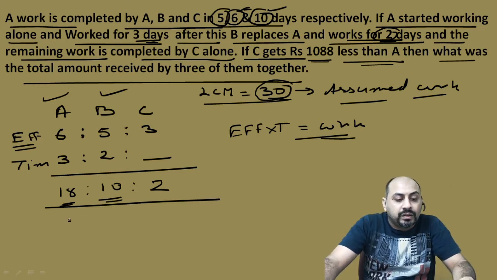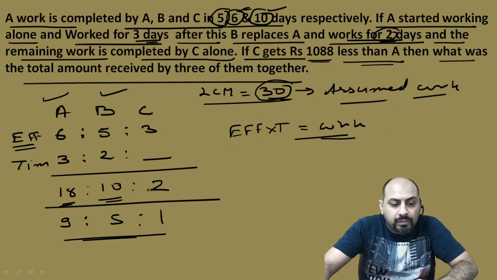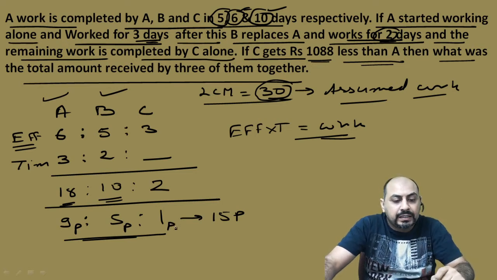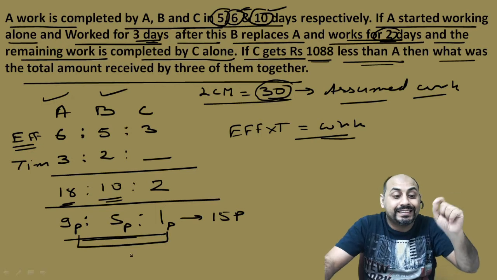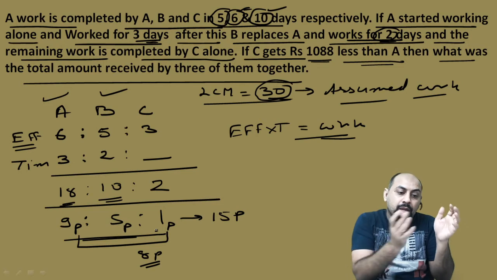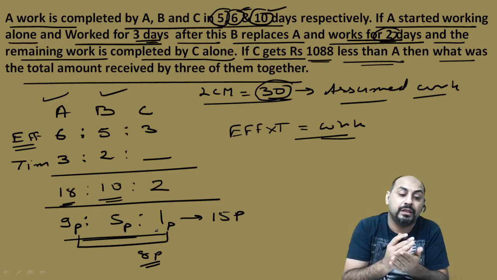So if we convert this into a ratio, this becomes 9 ratio 5 ratio 1. So the total money was divided into how many parts? 15 parts, of which A got 9 parts, B got 5 parts, and C received 1 part. And how much did C get less than A? That was equal to 8 parts. Why? Because A was getting 9 parts and C is getting 1 part now. So C is basically getting 8 parts less than A.